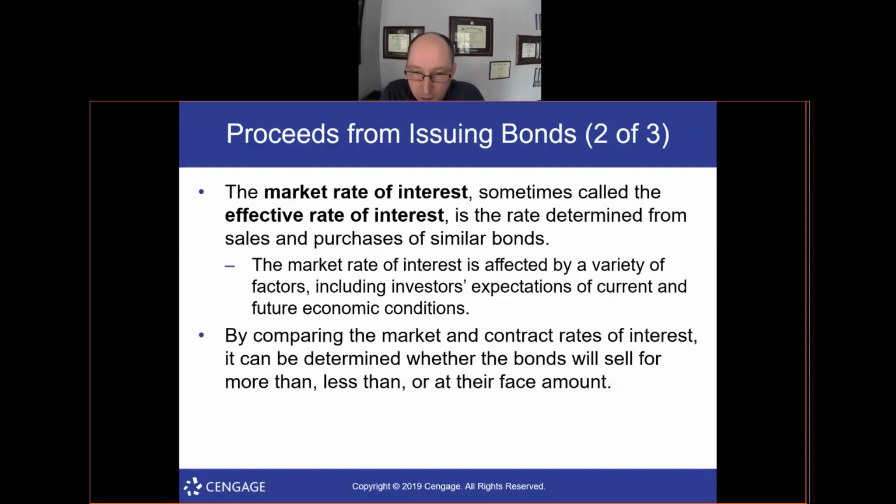The contract rate is, again, the agreement of the interest rate between the company and the bondholders. That contract rate will either be higher or lower than the market rate, and the reason for that is the change in the market rate on a regular basis. We know that the contract rate will not change once it's locked in. The market will continue to go up and down, regardless of what happens to the contract rate. Therefore, the bonds will sell for either more than or less than their face amount. We call it either a premium or a discount, and we'll talk about that.